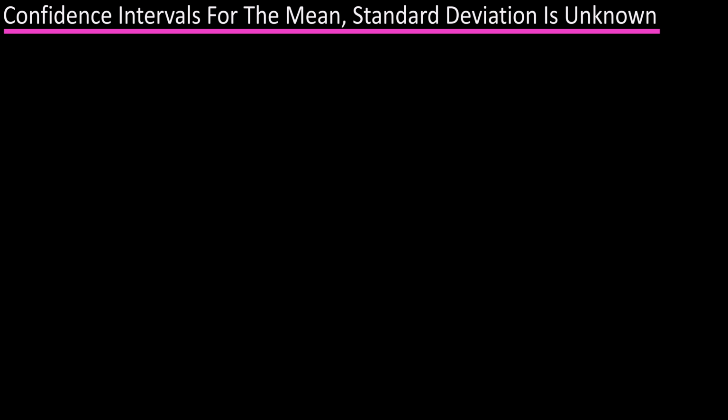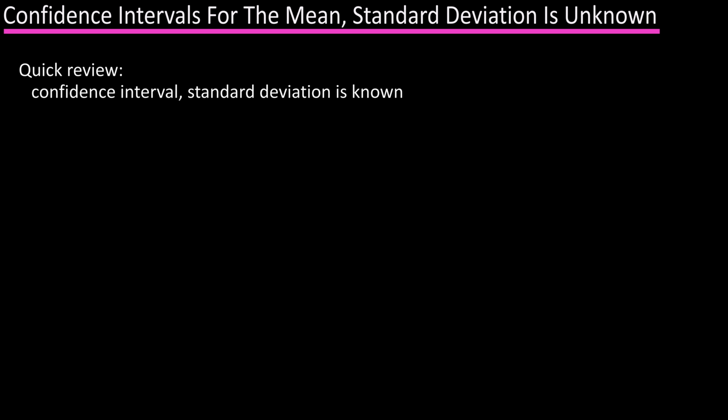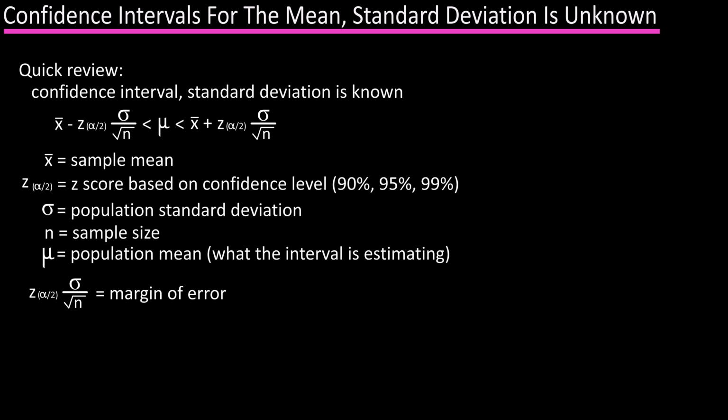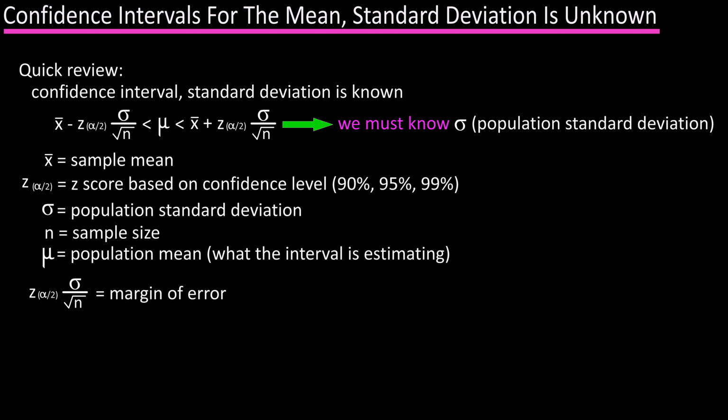In a past video, we covered how to construct a confidence interval for a population mean when the population standard deviation is known. Real quick, we use the formula x bar minus z alpha over 2 times the population standard deviation over the square root of n less than mu less than x bar plus z alpha over 2 times the population standard deviation over the square root of n. In this formula, sigma is the population standard deviation, which is known. So to use this formula, we need to know the population standard deviation.